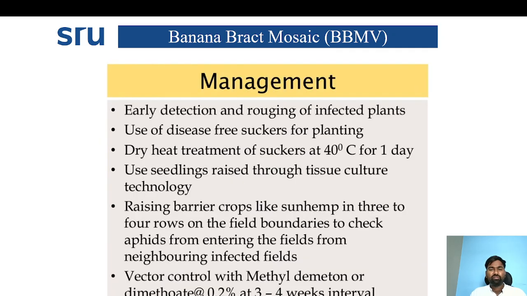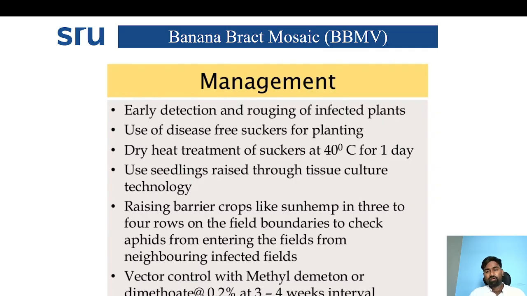mosaic virus. So coming to management of banana bract mosaic virus: early detection and roguing out of infected plants. In all viral diseases, early detection and roguing is an important strategy to avoid viral infection. Use disease-free suckers for planting, so we can avoid infected plants. It is better to go for tissue culture banana because tissue culture banana is free of any kind of viral and fungal infection, and we can also go for dry heat treatment of suckers at 40 degrees Celsius for 1 day. Use seedlings from tissue culture technology.